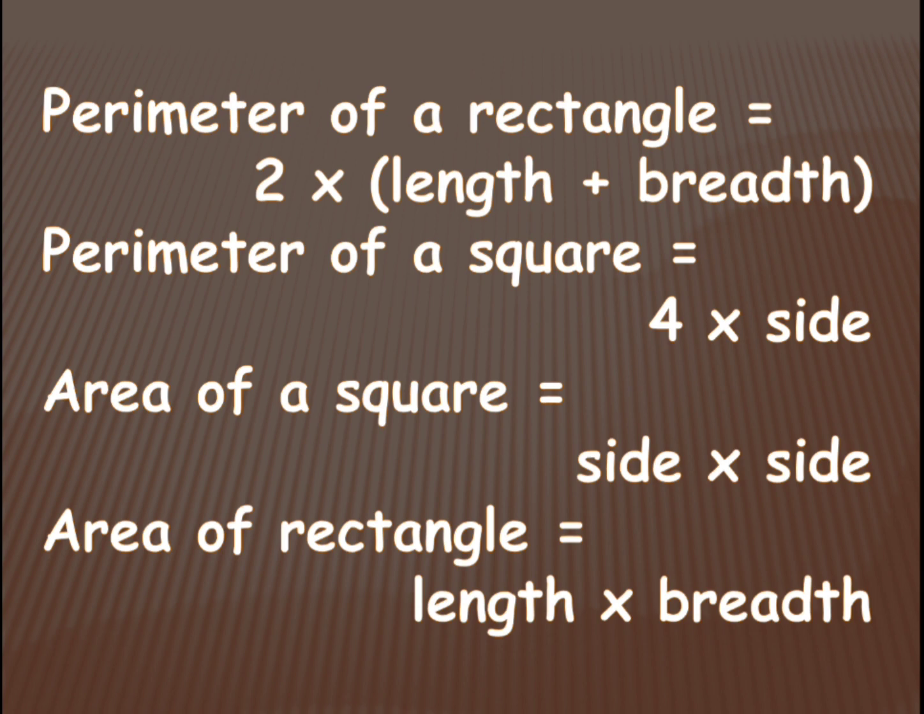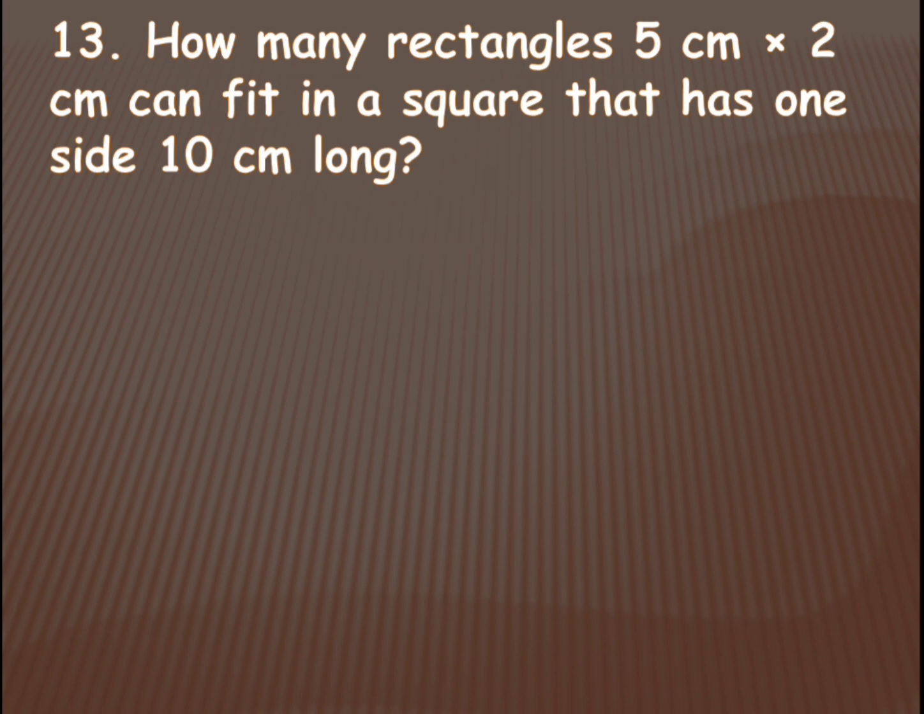Okay, children. So let's start the sums, children. How many rectangles 5 centimeters into 2 centimeters can fit in a square that has one side 10 centimeters long? Okay, so there is a square land, or you can say a park or a space where you have to fill it with some rectangles. Okay, and what is the side of the square? 10 centimeters. And the length and breadth of the rectangles is 5 centimeters and 2 centimeters.